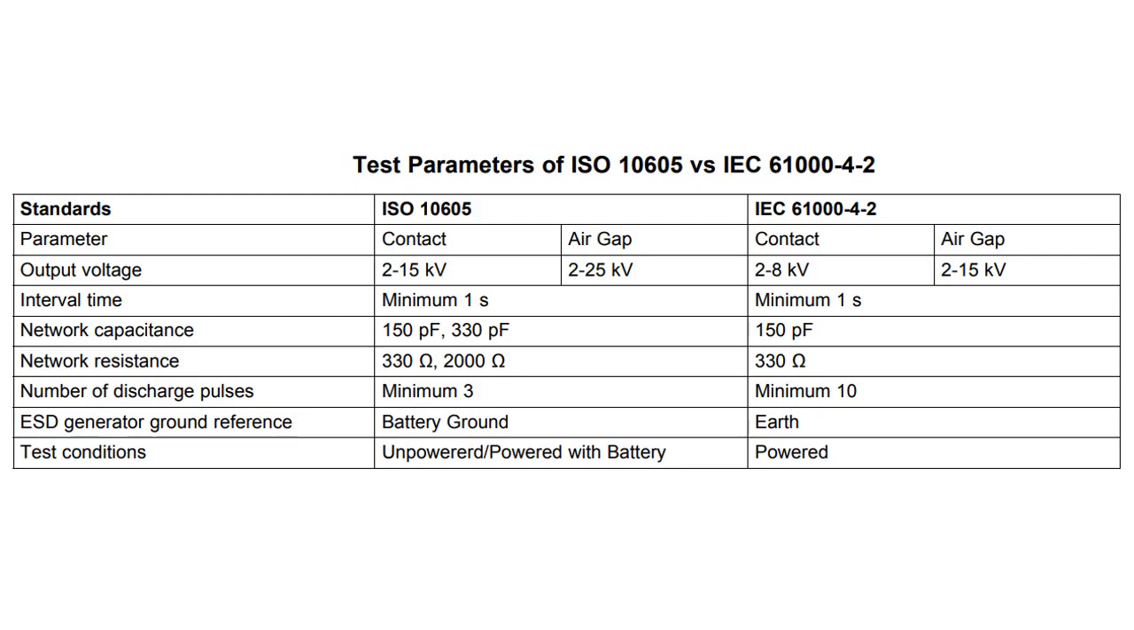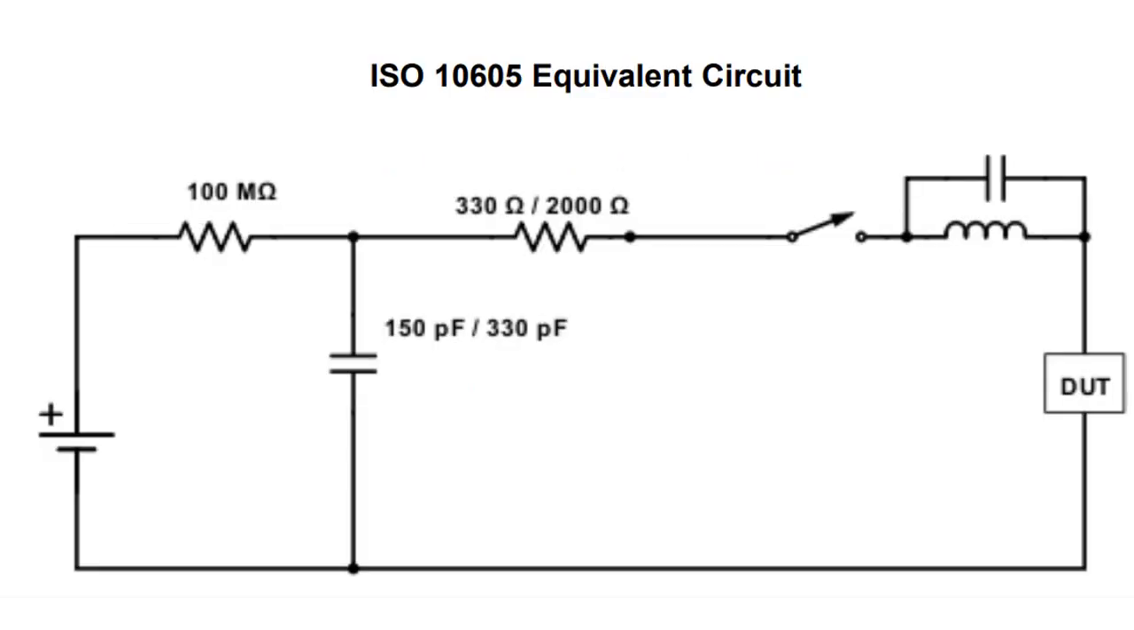However, the test voltages are generally in the range of 2 kV to 15 kV for direct contact discharge, and 15 kV to 25 kV for air gap. However, some automotive manufacturers have their own specifications, and some parts can have specifications as high as 30 kV contact, 30 kV air gap discharge. The generator is set to meet the parameters shown in the figure.